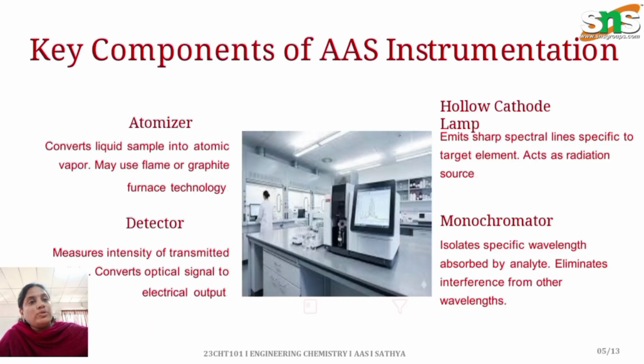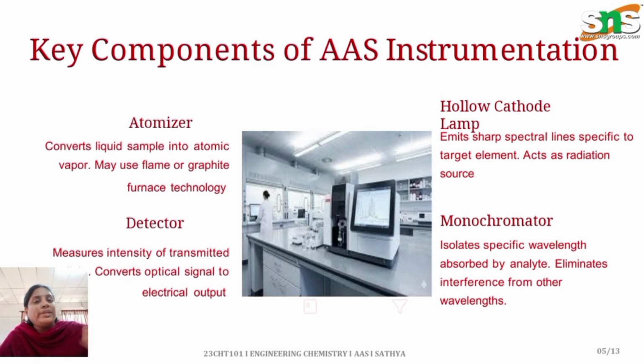The key components of AAS instrumentation: the atomizer converts the liquid sample into atomic vapor, maybe using a flame or a graphite furnace technology. The hollow cathode lamp emits sharp specific lines for the specific target element, so it acts as the radiation source. The detector measures the intensity of the transmitted radiation. It converts the optical signal, that means the light signal, into an electrical output.